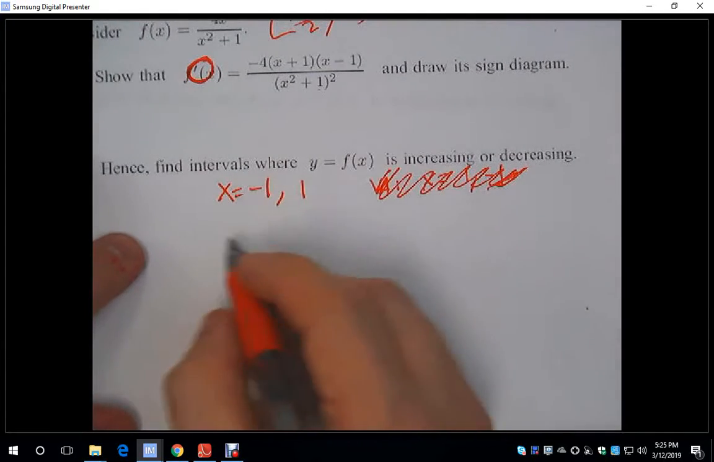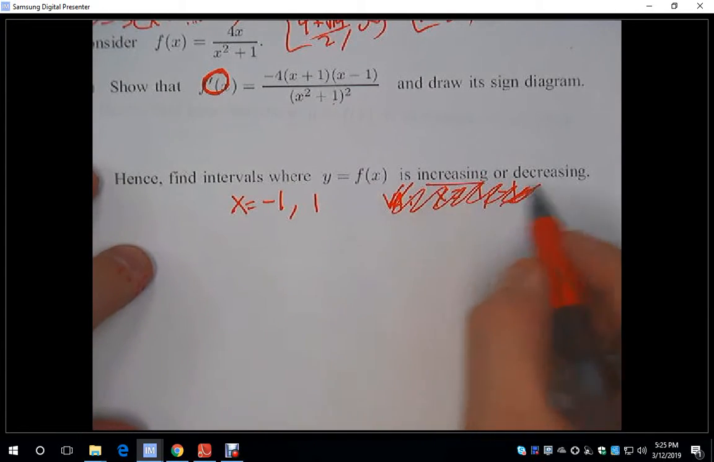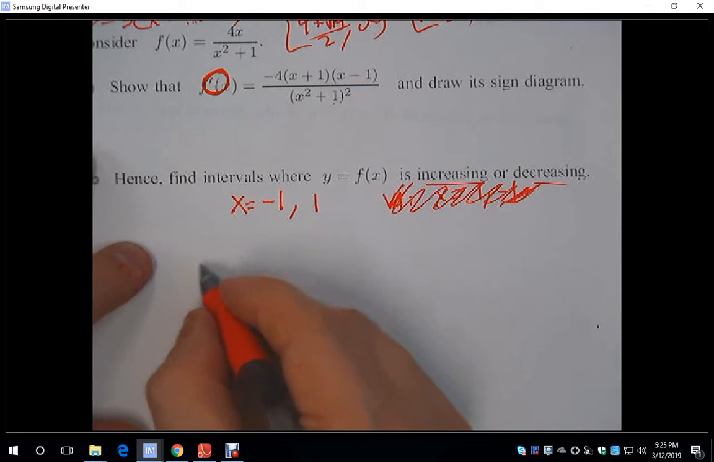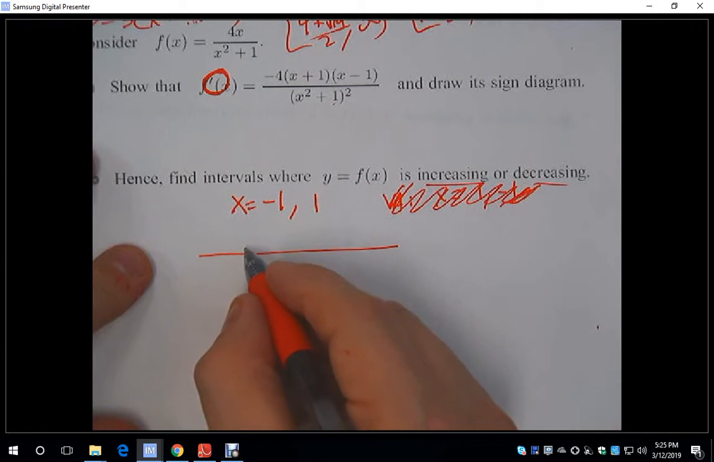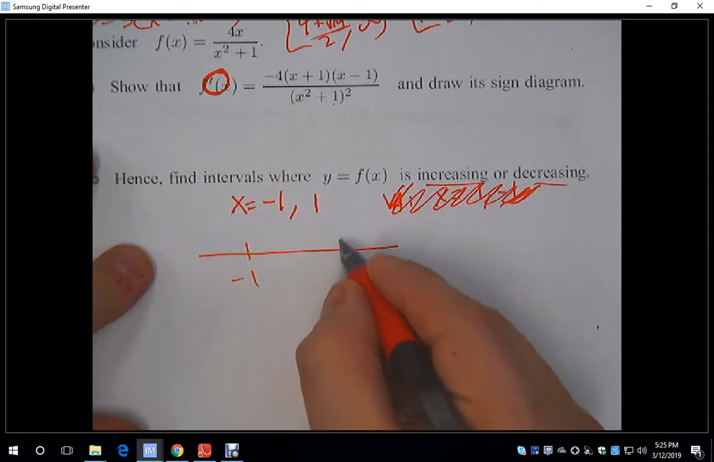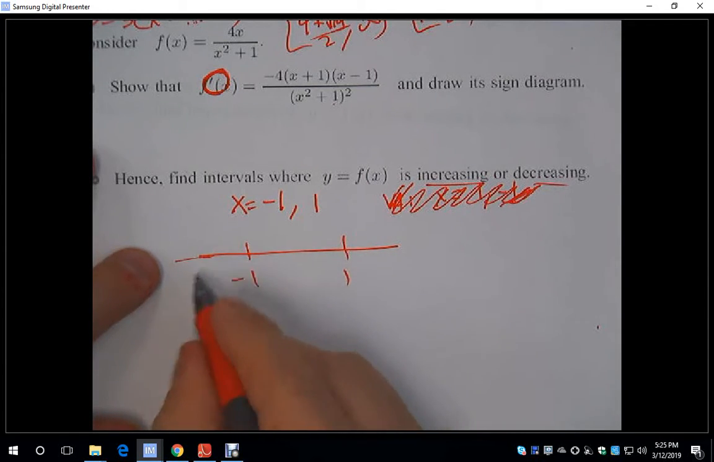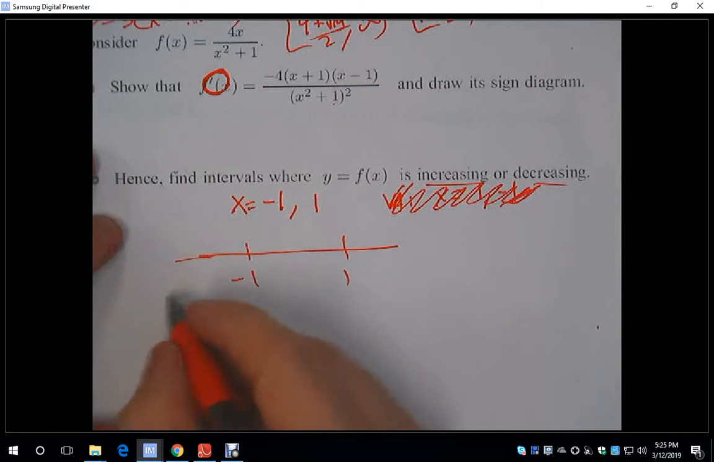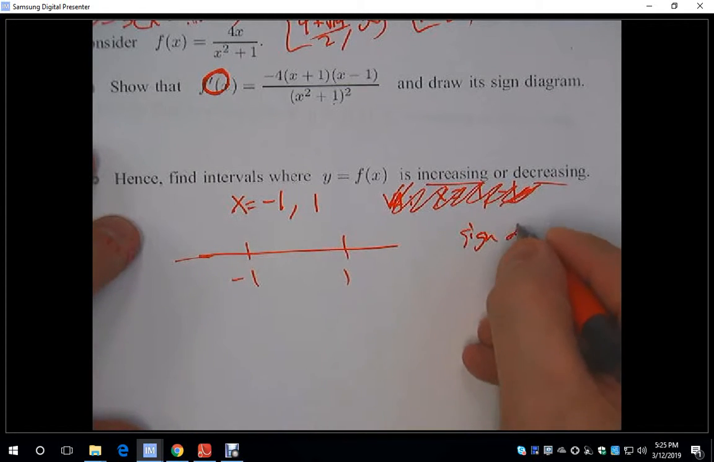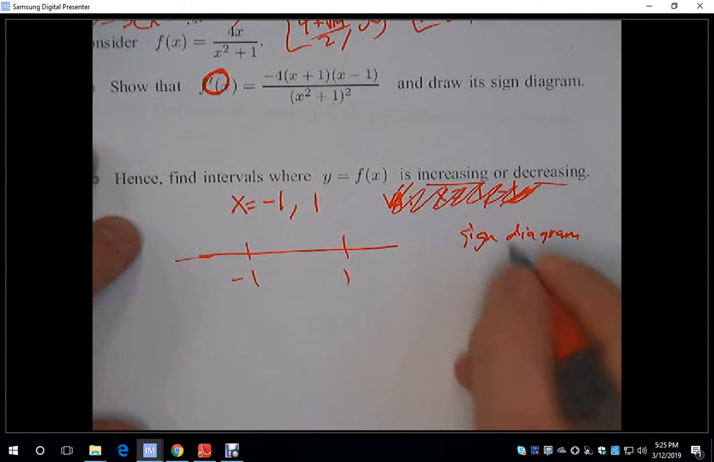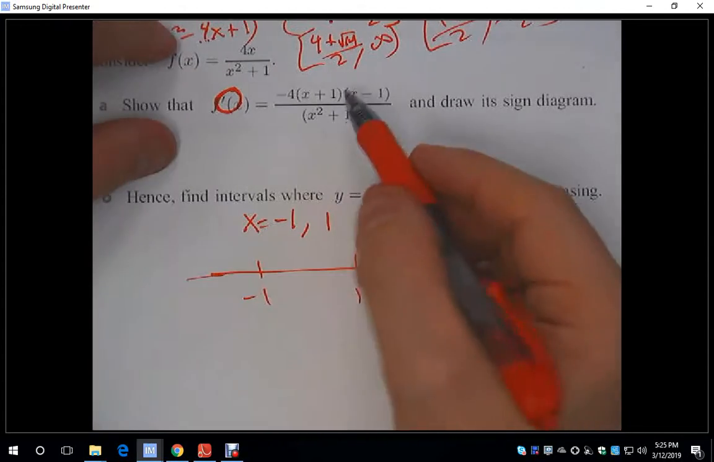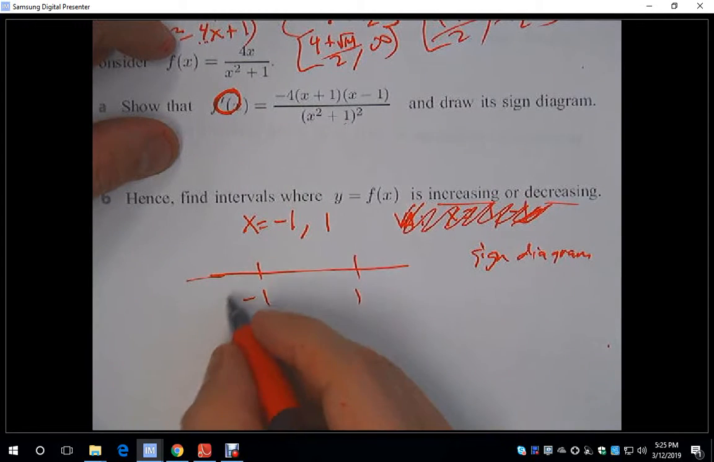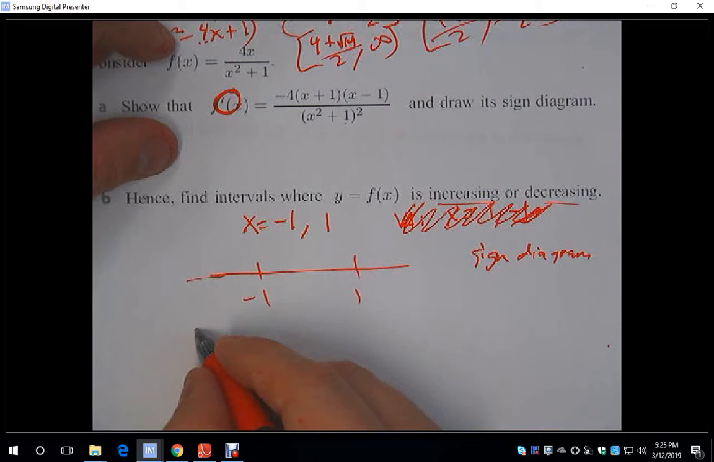So let's go ahead and look at, I just want to know when the graph is increasing or decreasing. So let's go ahead and do our sign diagram at -1 and 1. This is called a sign diagram. I'm mostly concerned about whether I have a positive slope or a negative slope. So this is my slope equation. I want to know what the slope is at some number on the left-hand side of -1. Let's say, I don't know, -10.